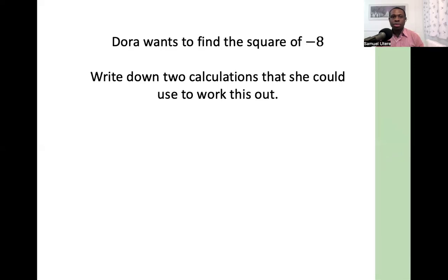Okay, let's do some new learning. Dora wants to find the square of -8. What two calculations could Dora use to do this? Have a think.